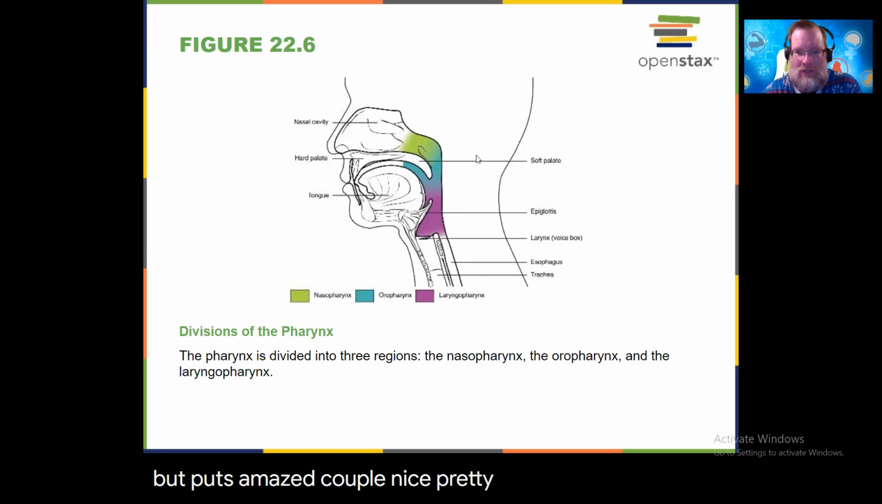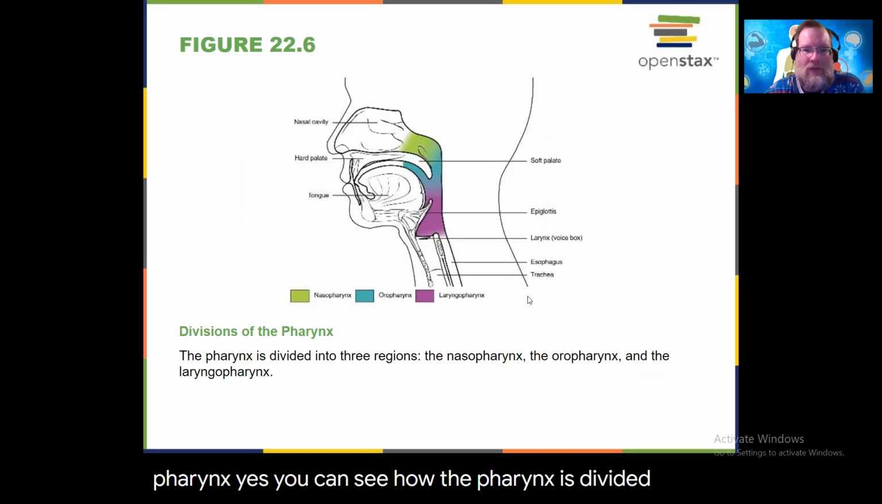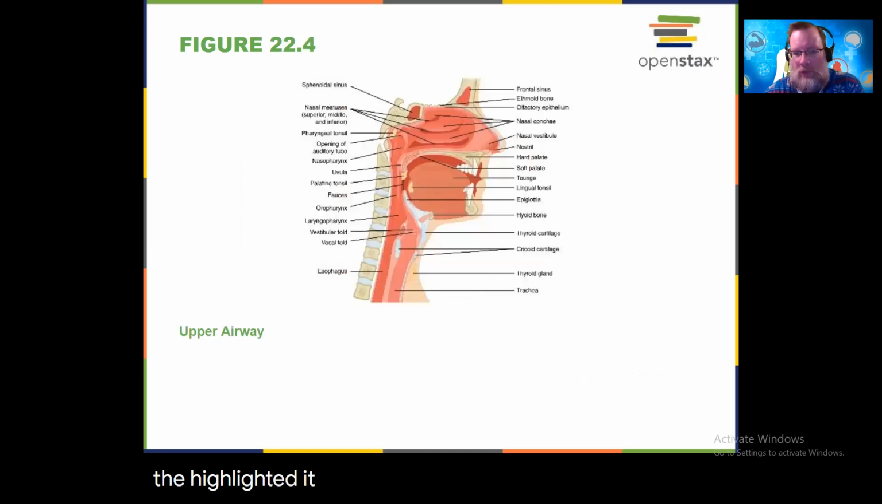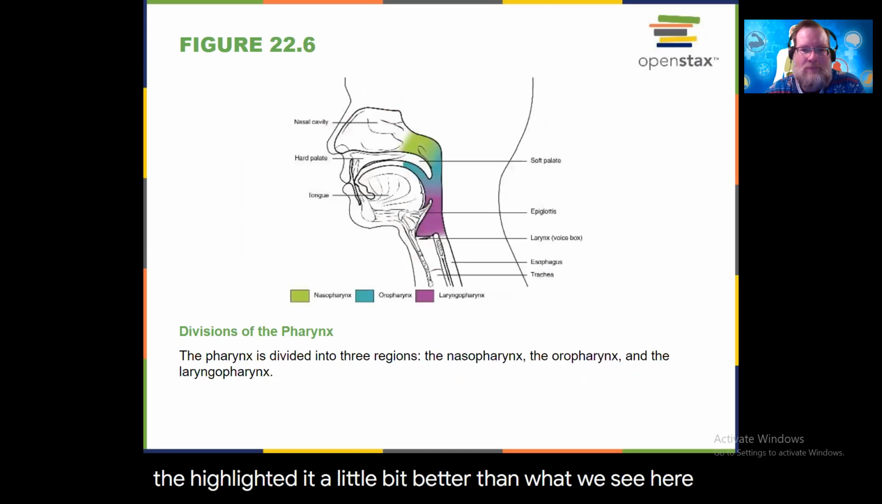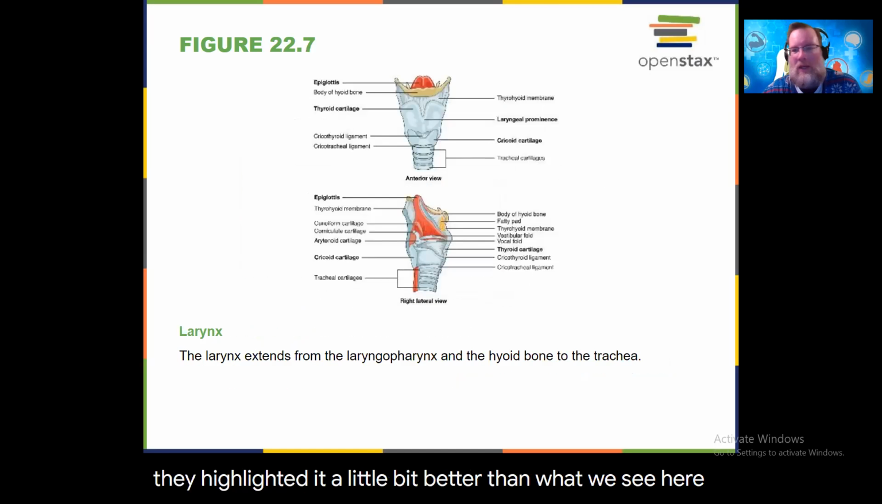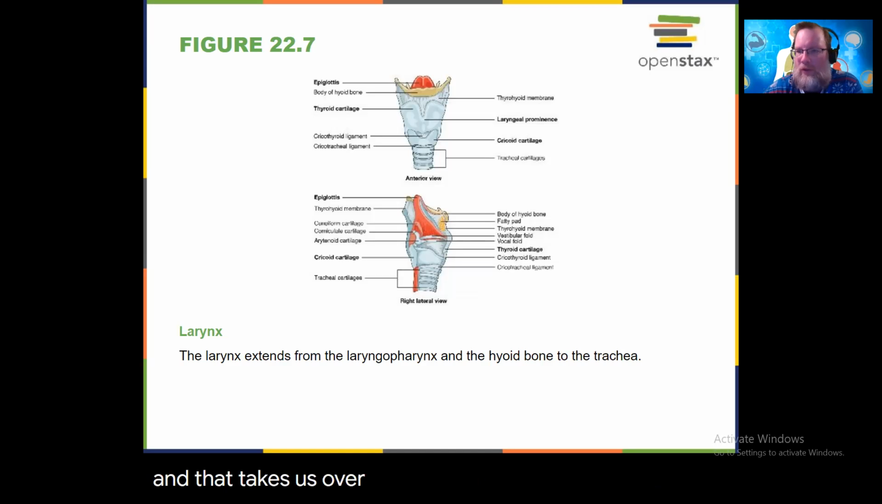So anyway, this kind of blows up what we just talked about, but puts a couple nice pretty colors on it. Again, we have the nasopharynx, the oropharynx, and the laryngopharynx. So you can see how the pharynx is divided, how they highlighted it a little bit better than what we see here. And then it takes us over to the voice box, or the larynx.